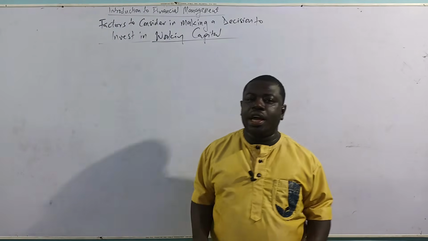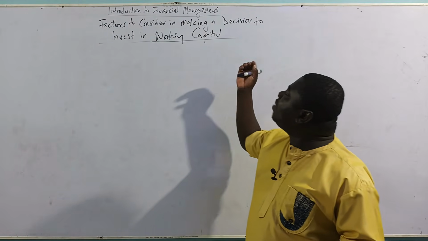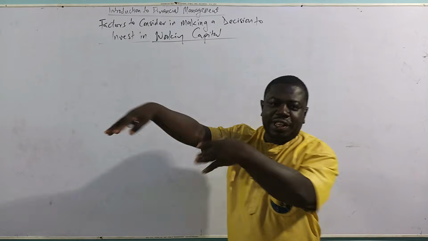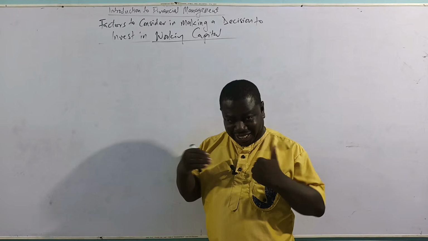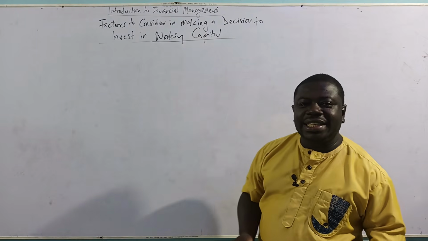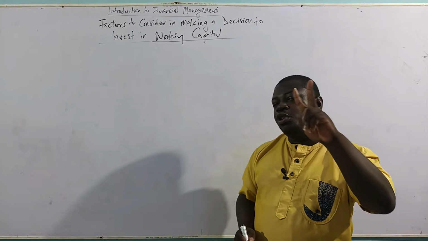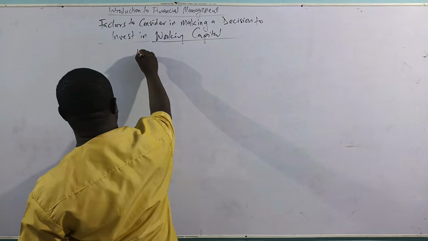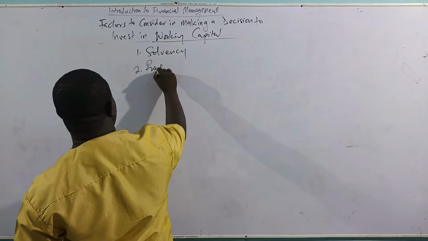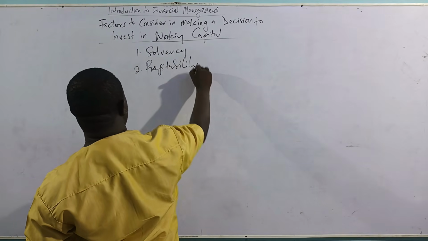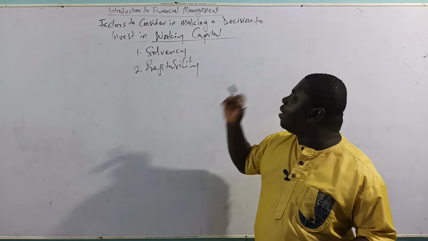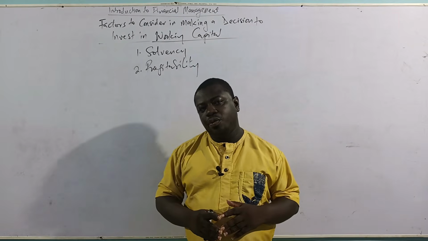Okay, now we are looking at factors to consider in making a decision to invest in working capital, still under investment decision. So we have not even touched on financing decision yet. We are still under investment decision. And we are saying we are looking at the factors to consider in making a decision to invest in working capital. Now, there are only 2 factors here that we consider. The first one is that we consider solvency, and then we consider profitability. You need to take note of these things. Solvency and then profitability.